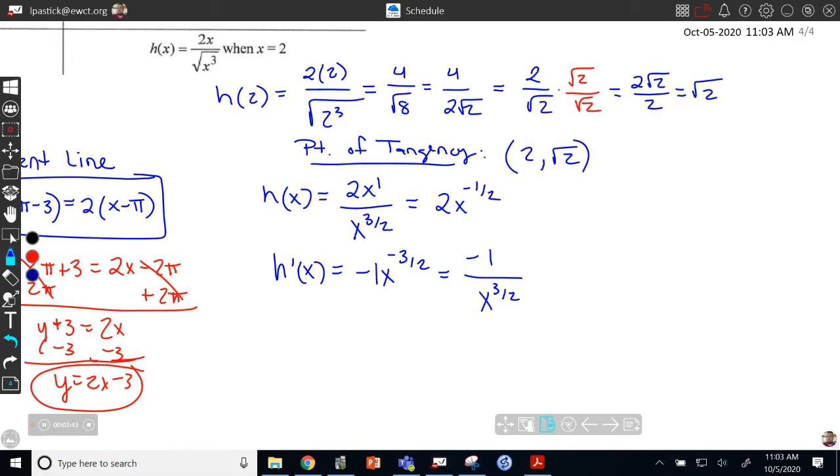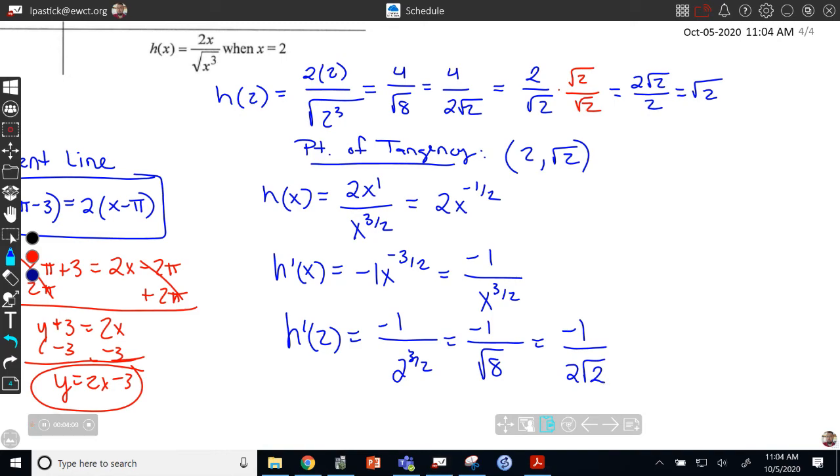And then we're going to plug in 2 to find our tangent line slope. And we're going to get negative 1 over 2 to the 3 halves, which is negative 1 over the square root of 8, which can then be rewritten as negative 1 over 2 root 2. And that is the slope of the tangent line. So now we just use that point slope formula again to take our point of tangency and our tangent line slope, and we make our tangent line equation.